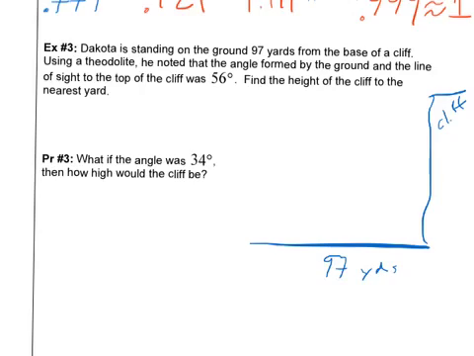Using a theodolite. Now, I think I showed a picture of this in class, but a theodolite is this tool that you can use to measure angles, basically. And so he used this tool to note that the angle formed by the ground and the line of sight to the top of the cliff, so, you know, if he's standing right here, the angle to the top of that cliff, let's say I drew it right, was 56 degrees. Find the height of the cliff to the nearest yard.